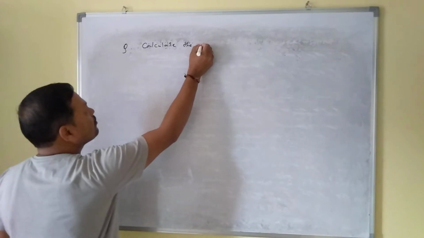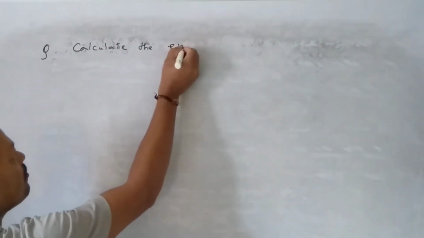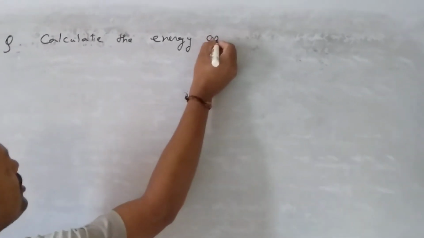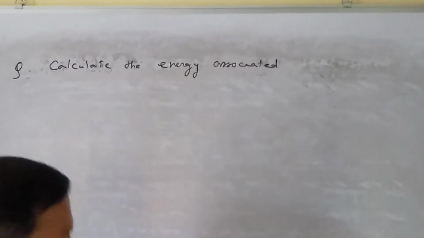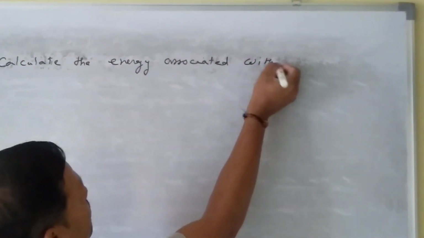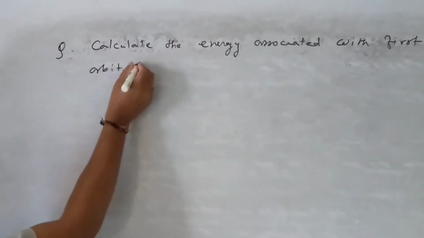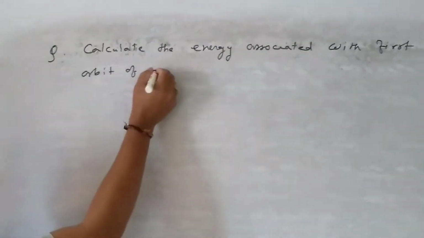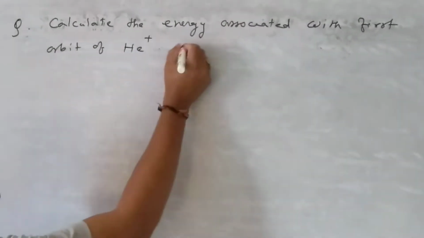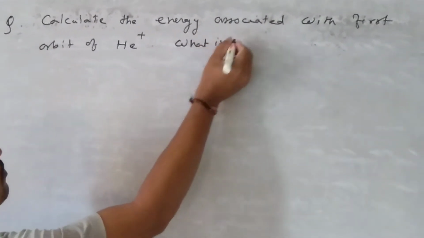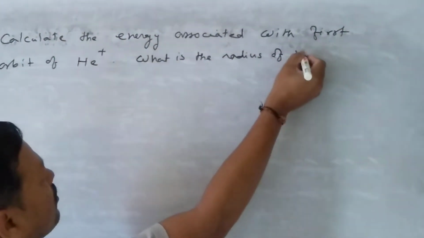Calculate the energy associated with the first orbit of helium ion. What is the radius of the orbit?